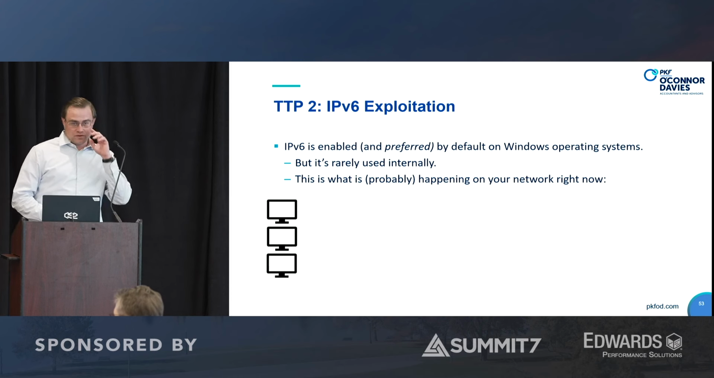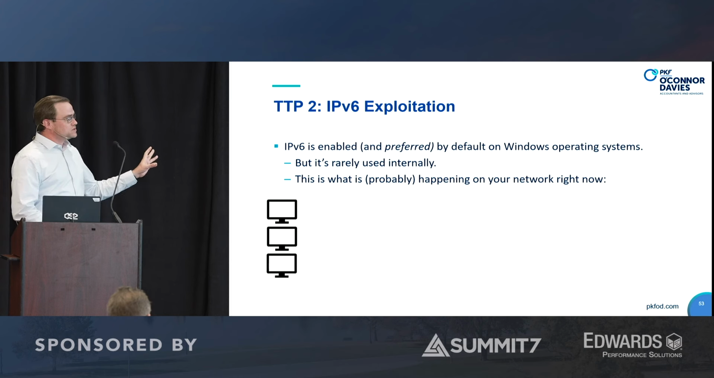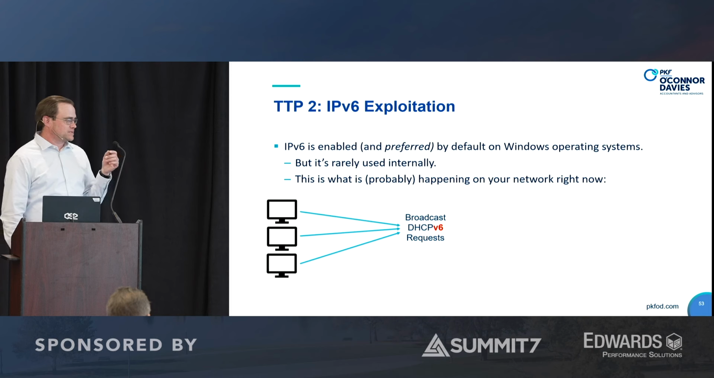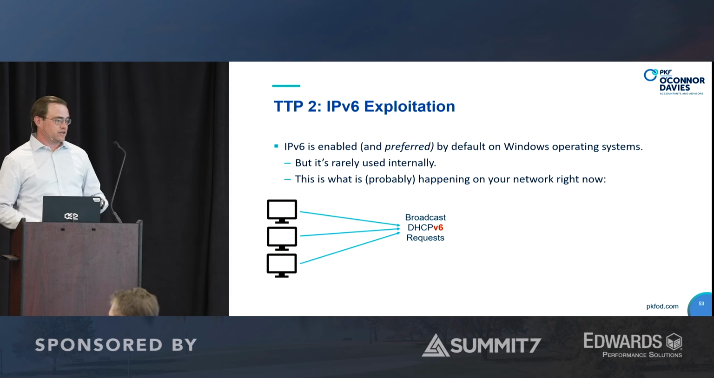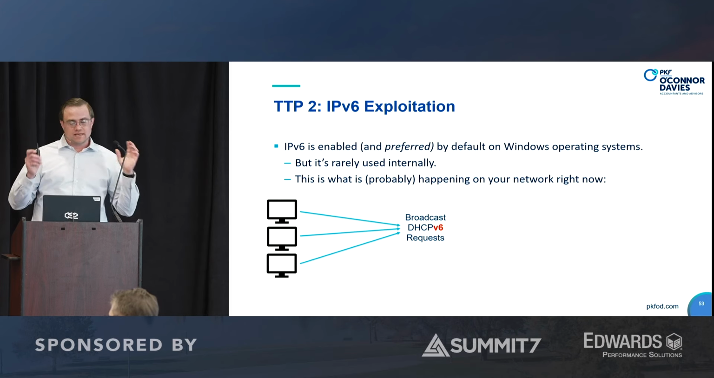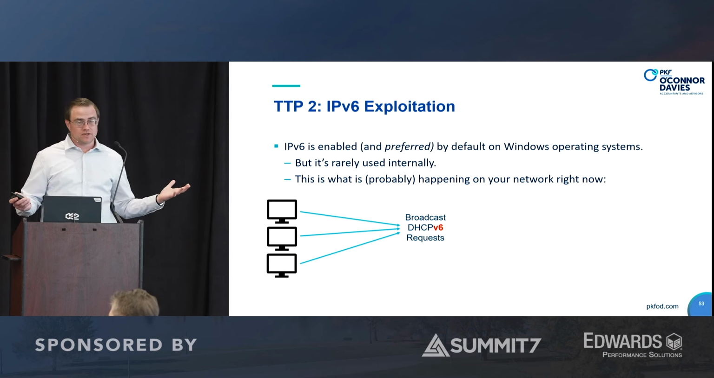This is what's happening. We have a bunch of workstations, servers, laptops, whatever it happens to be. Every single one of those devices on your internal network is trying to get an IPv6 address. They are making DHCP broadcast requests. They're asking every other device on the network, do you know where the DHCP server is? Can you please assign me an IPv6 address? I'd really like to have an IPv6 address. But the problem is, you don't have one on your internal network.